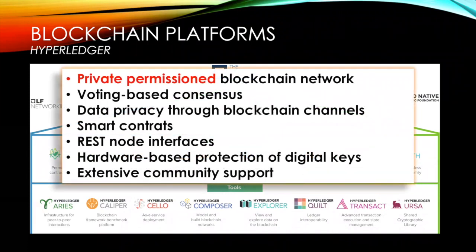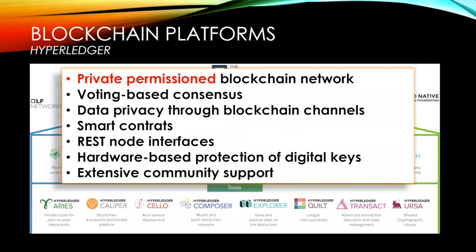But the real big things to take away here are, first of all, that it's a private permissioned blockchain network. That means that only those people you have designated and allowed to get into the blockchain solution and the blockchain network are going to be able to get in and do things. The consensus mechanism is voting based. Each node can vote on the potential of a new block being added to the blockchain, and that's how it's determined what is valid and what is not valid.